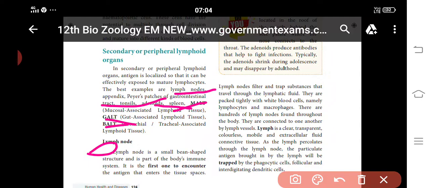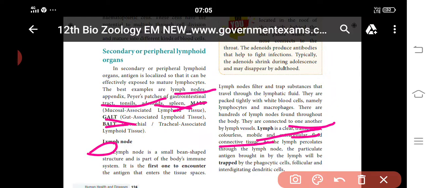So what is known as the lymph? It is a colorless liquid connective tissue. It is an intercellular fluid, a connective tissue, transparent and colorless. It also carries carbon dioxide and metabolic waste.